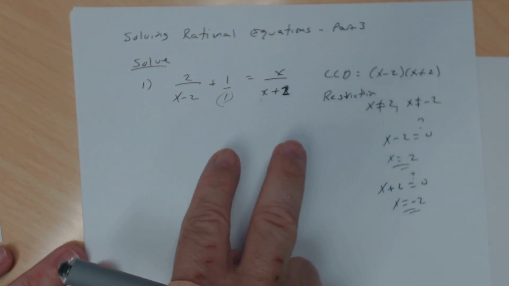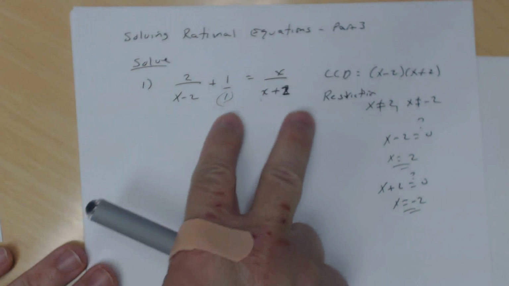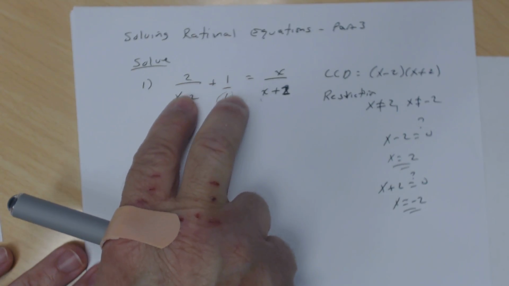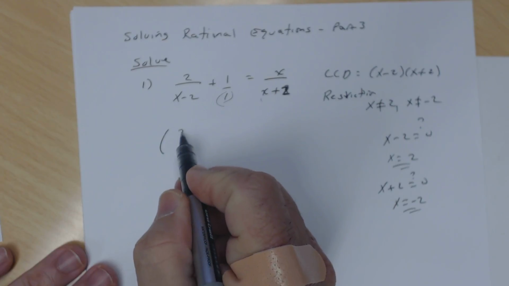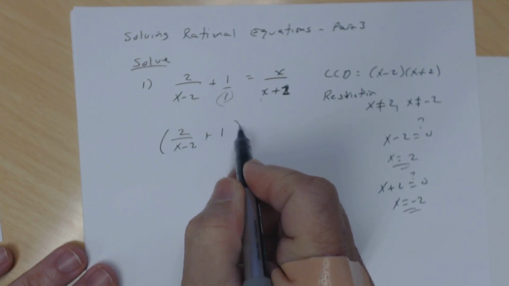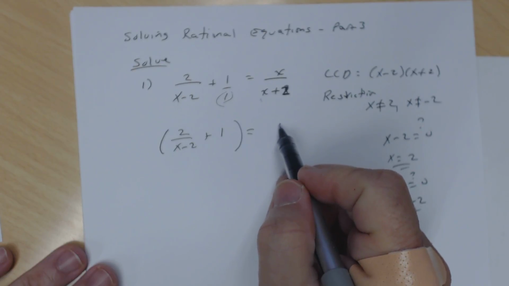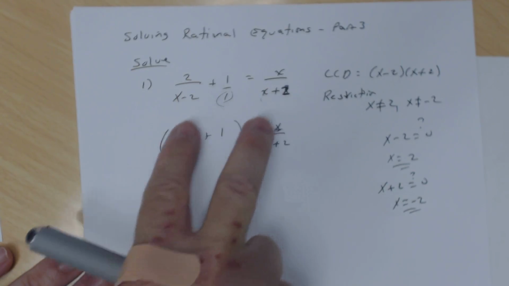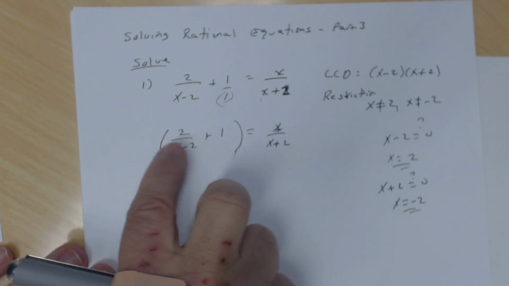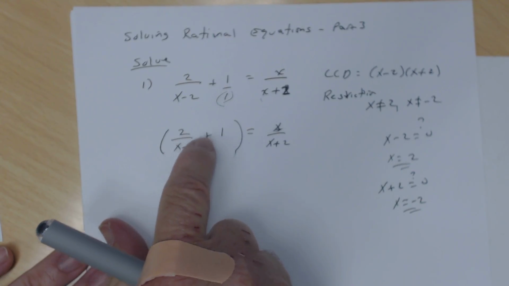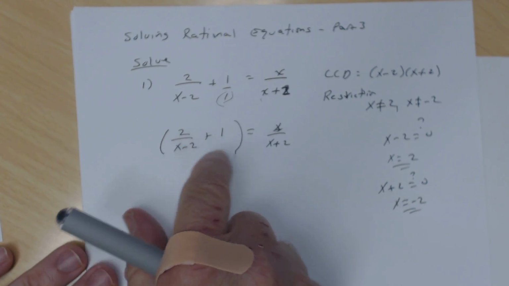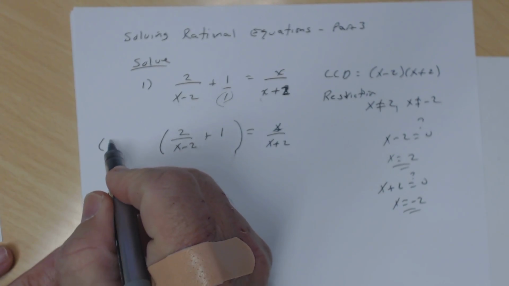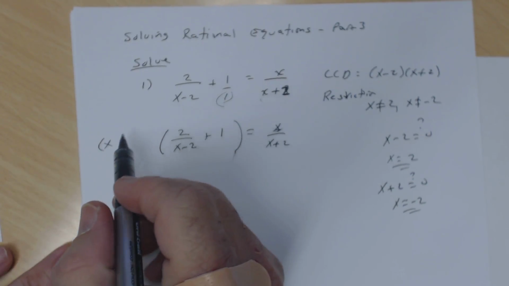Now remember, the next step is to multiply both sides by the LCD. This is what we're going to get. Since this is two fractions right here, I'm going to put that in parentheses: 2 divided by x minus 2, plus 1, equals x divided by x plus 2. All I did was rewrite the original equation, but I put the left side in parentheses because there are two fractions here. Everything on this side has to be multiplied by the LCD, so to be on the safe side, we can enclose it in parentheses.